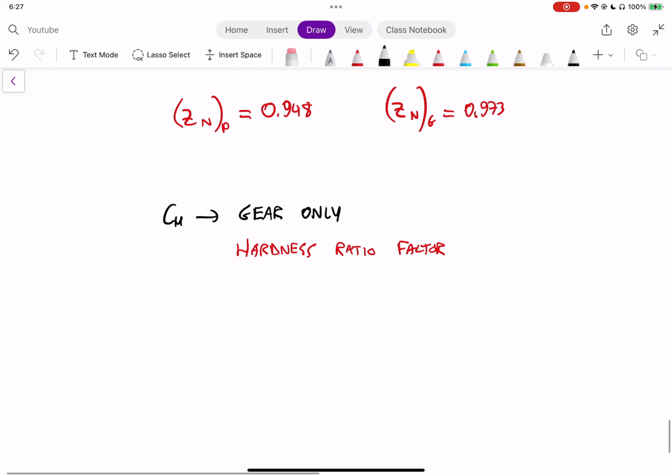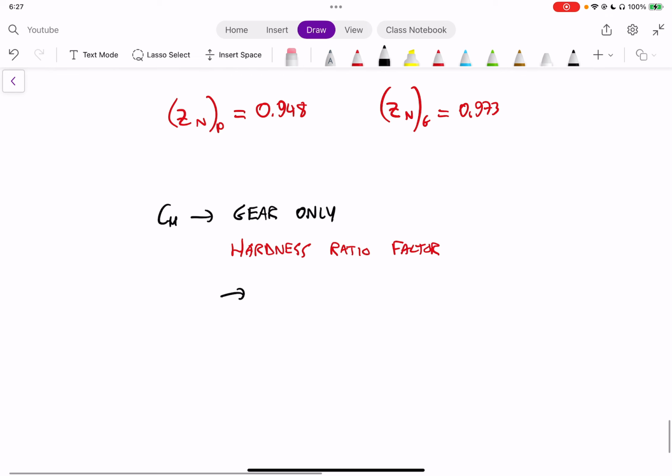Okay, and we can go use a chart for this, but essentially, if HBP over HBG is less than 1.2, then CH is going to be equal to 1. And this is something very important. So basically, if you have the same materials in your pinion and gear, then CH is equal to 1. CH would be a different value if your pinion and gear have different hardnesses.